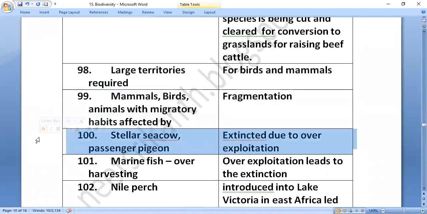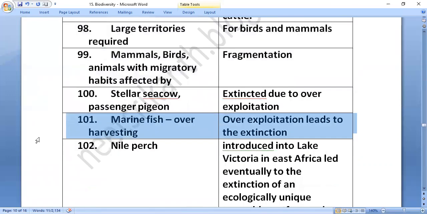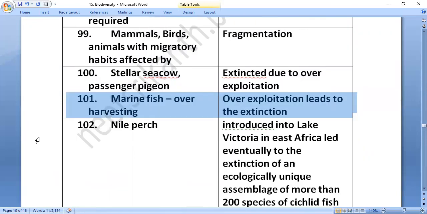Steller's sea cow and the passenger pigeon became extinct due to overexploitation. Overharvesting of marine fish is overexploitation that leads to the extinction of those marine fishes.